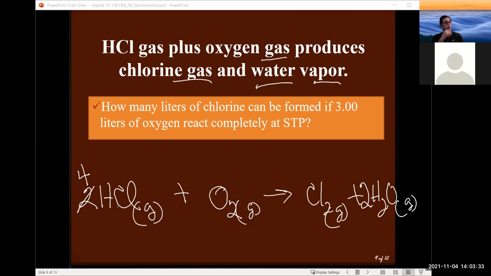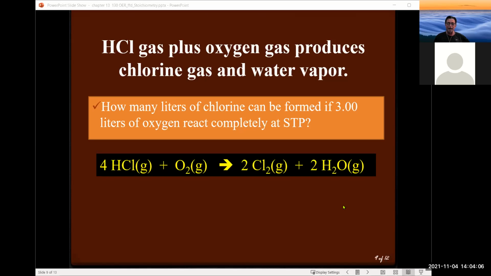My chlorides become 4. And what if I put a 2 here? Maybe that might work. Let's check it out. I got 4 hydrogens, 4 hydrogens, 4 chlorides, 4 chlorides, 2 oxygens, 2 oxygens. Looks good. Looks balanced. All right, let me clear my mess and we'll put the one up that looks a little better. All right, looks like we're balanced.